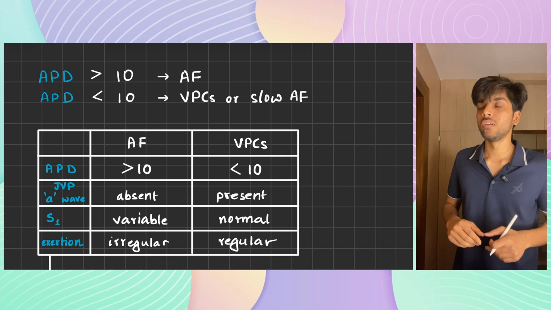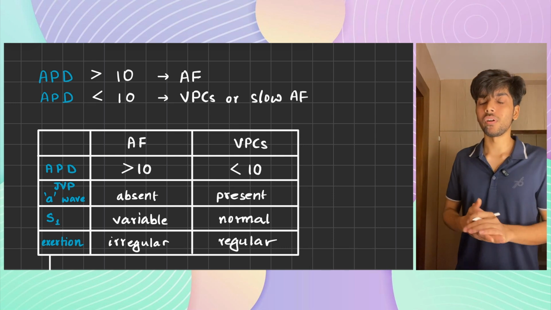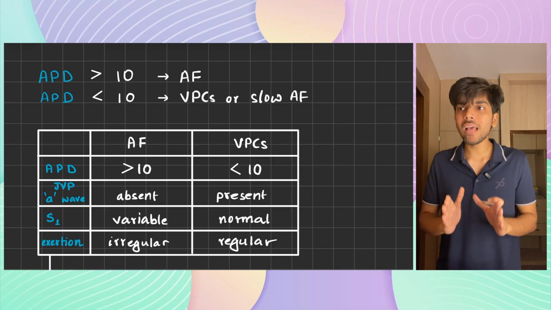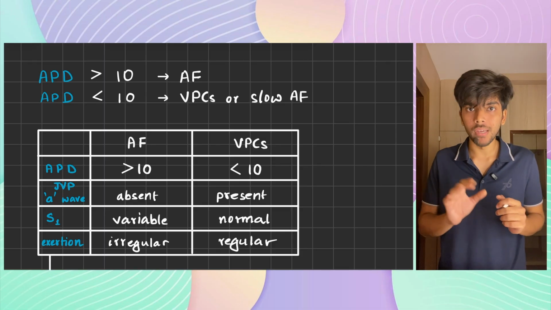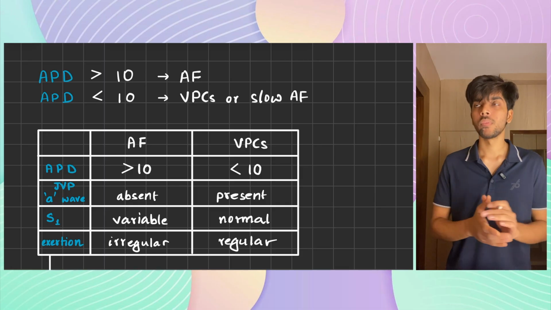Why? See, what are ventricular premature contractions? They are premature contractions of the ventricle as a result of ectopics. What are ectopics?